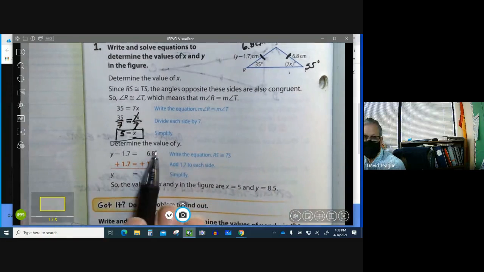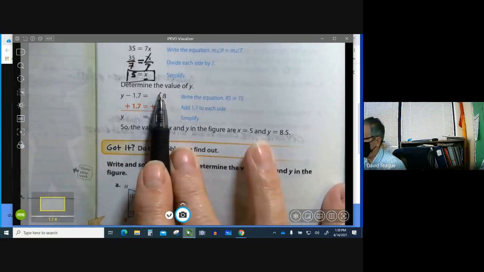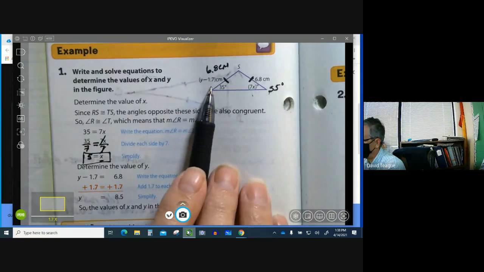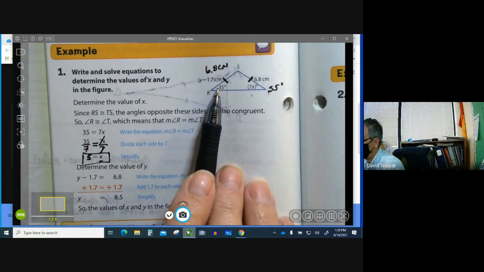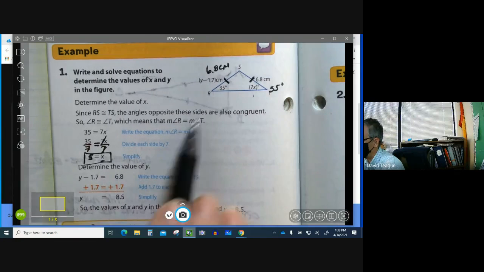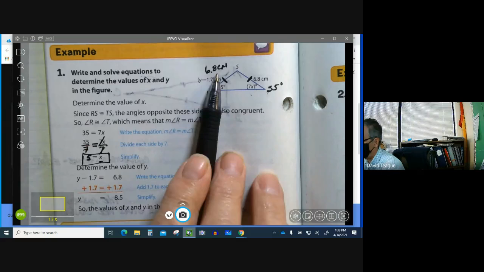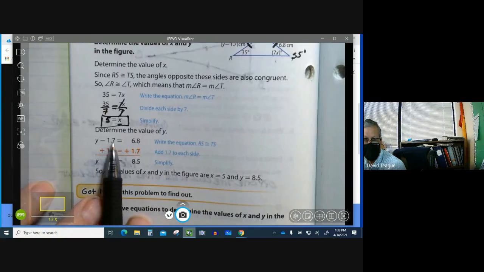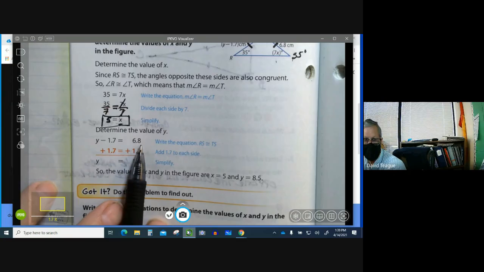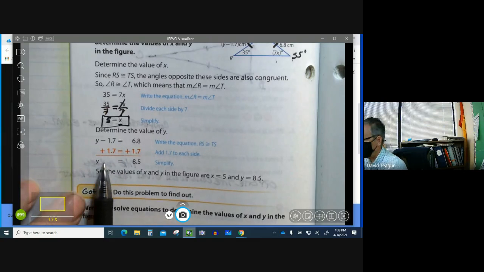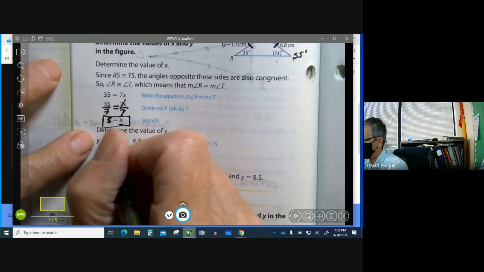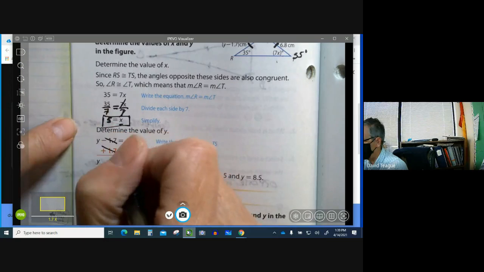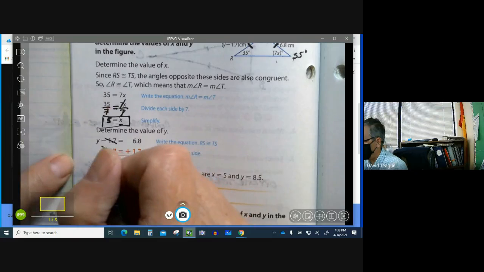Okay, so now it says determine the value of y. So let's look up here. So y minus 1.7 is equal to, we know it's a congruent side, so this is 6.8. So I have my mathematical equation: y minus 1.7 is equal to 6.8. I want to get y by itself. So it's minus here. I'm going to add 1.7 to that. These two cancel out. I get y by itself.